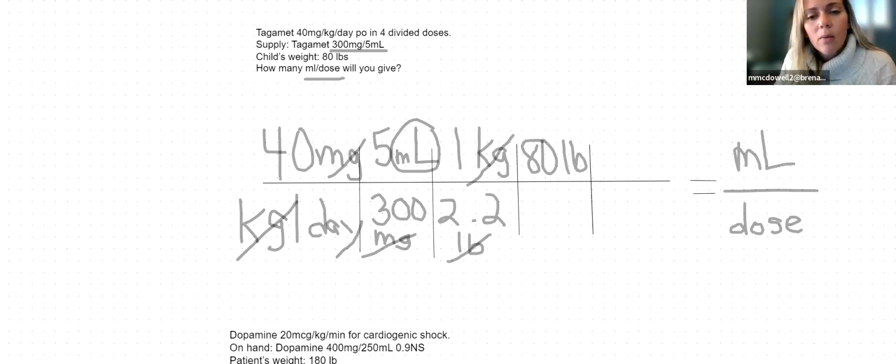Now some people don't like to leave this area blank. If you want to, you can put a 1 there. It doesn't change anything, but just know that you can eliminate the pounds, leave it blank, or put that 1 in if you like a placeholder. Completely up to you. It won't change anything.